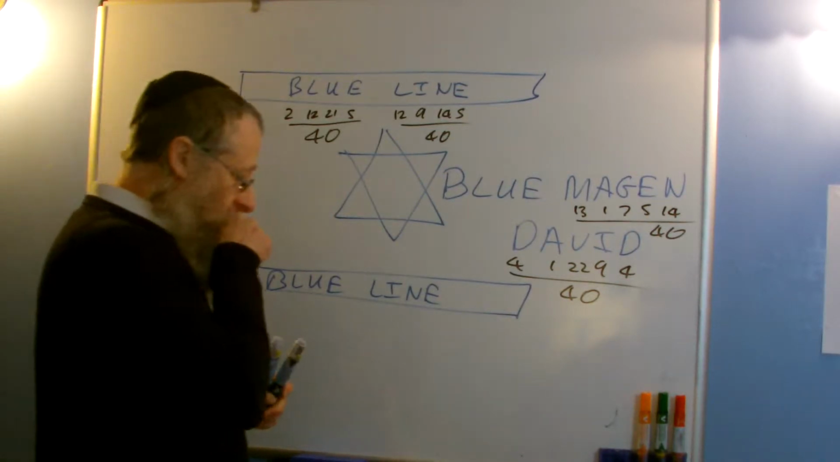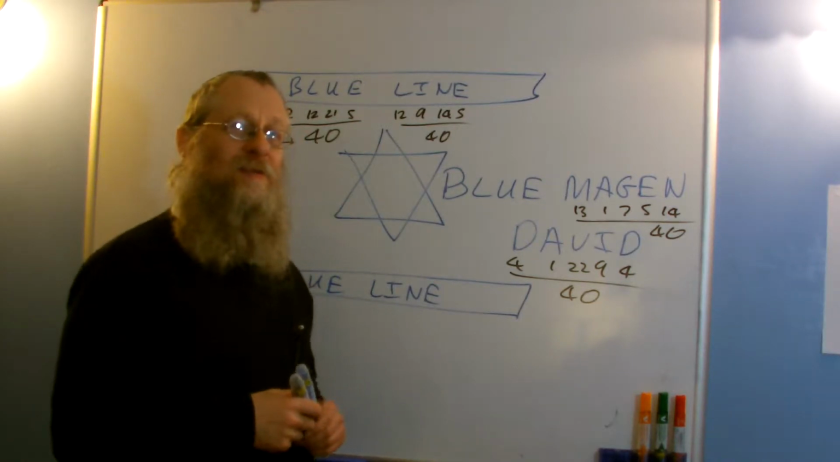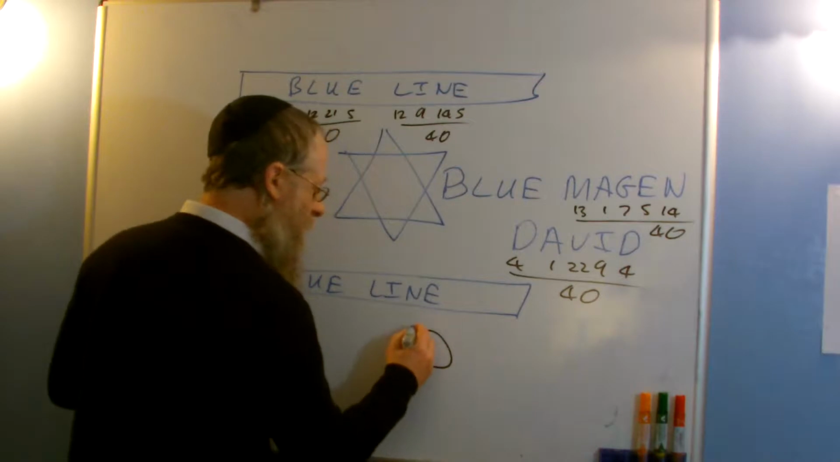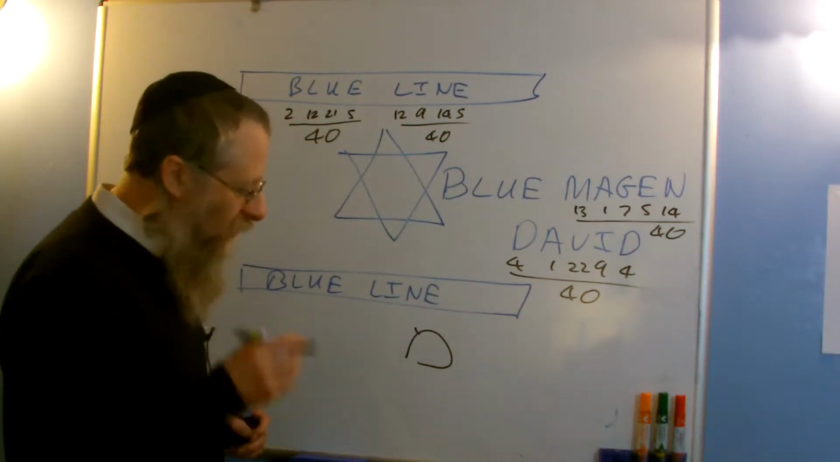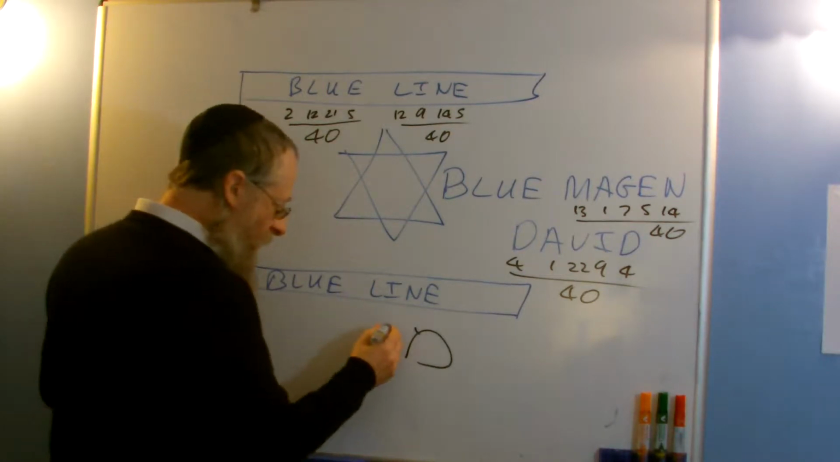So what connected that to water was that the letter that represents 40 in Hebrew is the letter Mem, which looks like this. And the Hebrew word for water is Mayim.